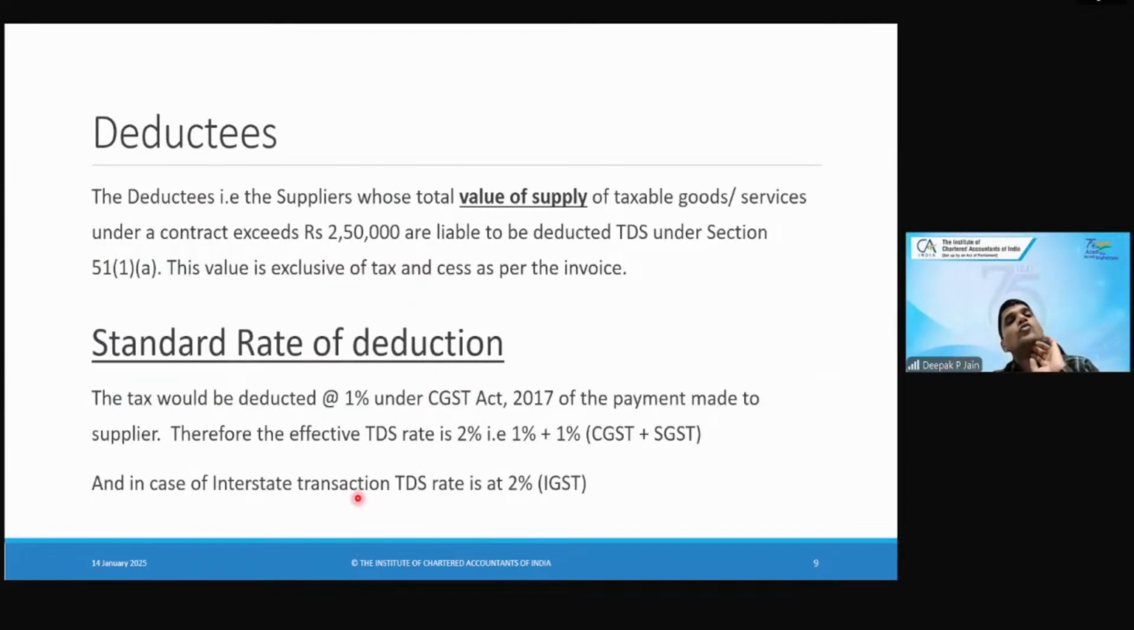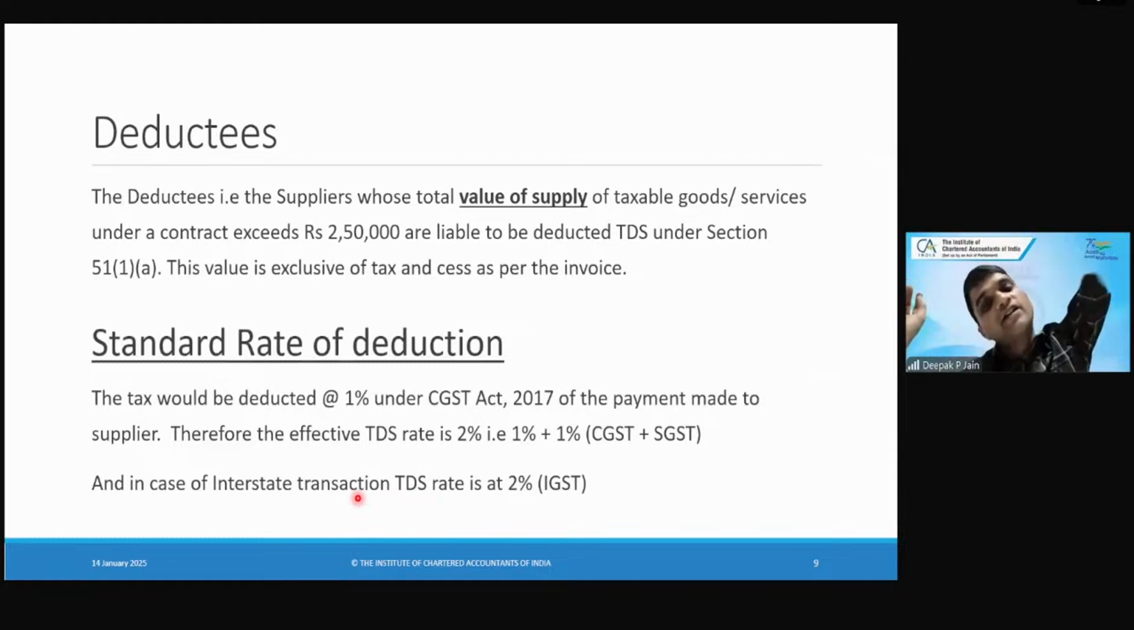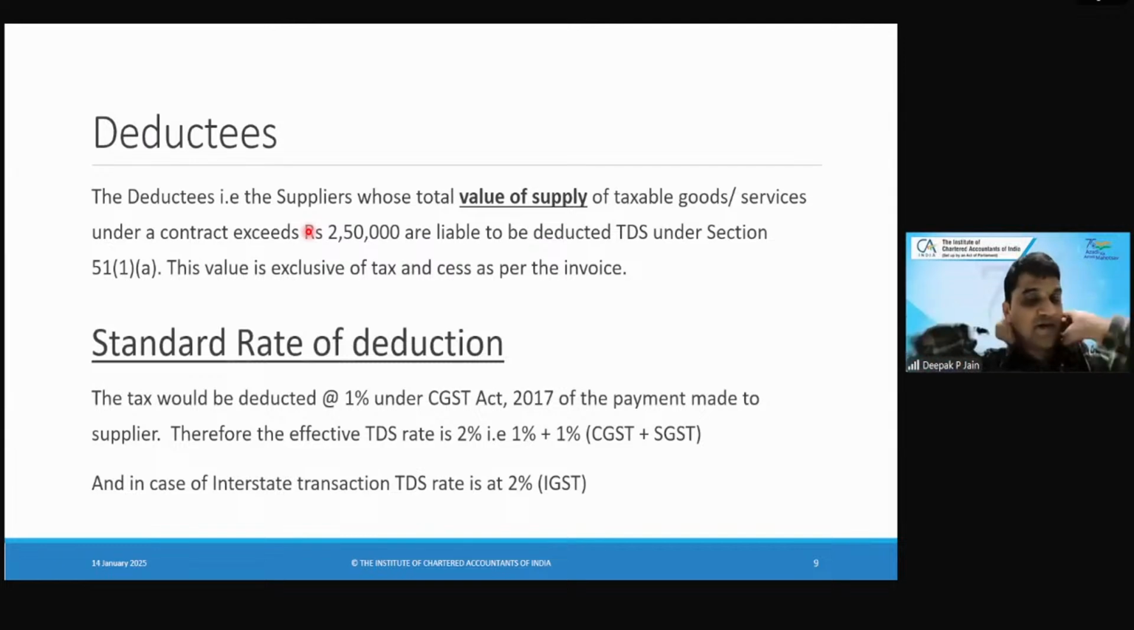Okay. Now, on what supply should I deduct TDS? See, I've got a contract of say 1 lakh rupees. Should I deduct TDS? Should I deduct TDS on all small amounts? They said no. On what transaction you have to deduct TDS: when the total value of supply of taxable goods or services under a contract exceeds 2,50,000 rupees. So the minimum limit is when your contract value is 2,50,000 rupees and above, then you are liable to deduct TDS under section 51(1)(a). The value is exclusive of tax and cess.